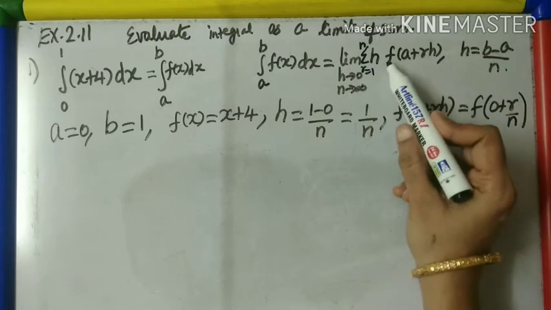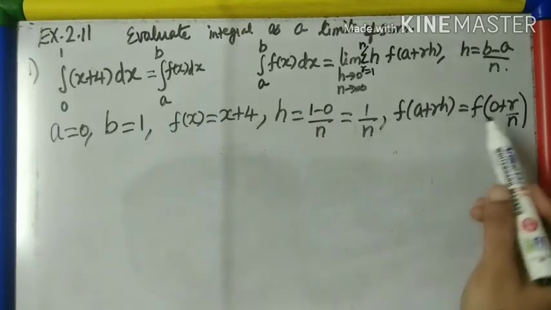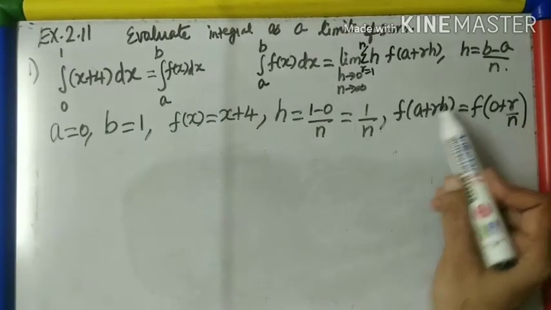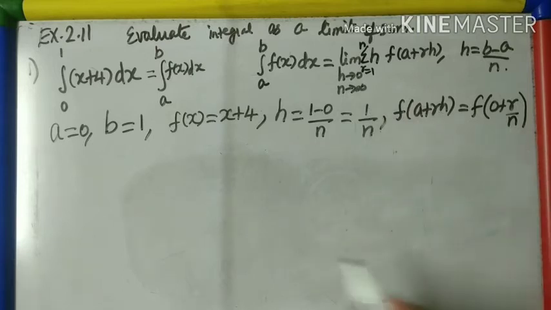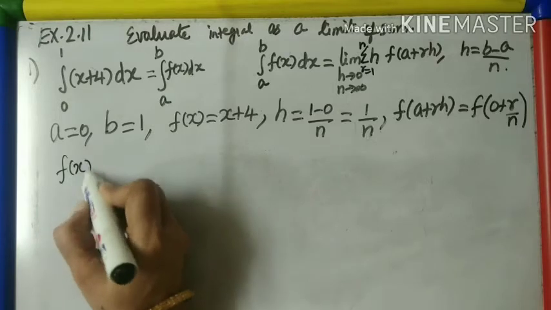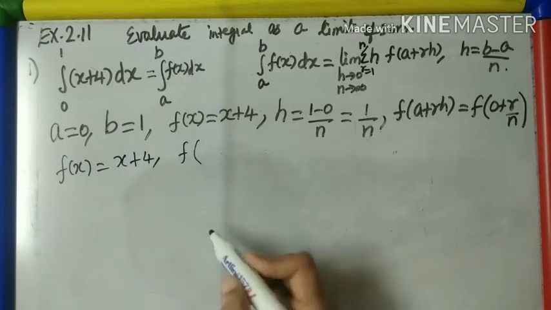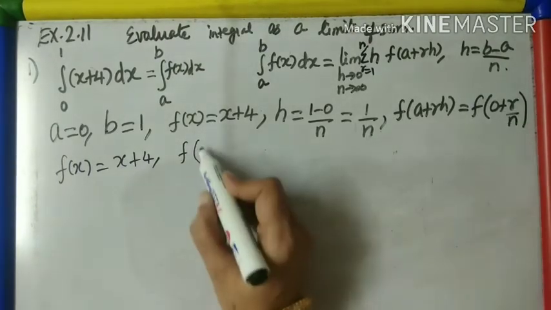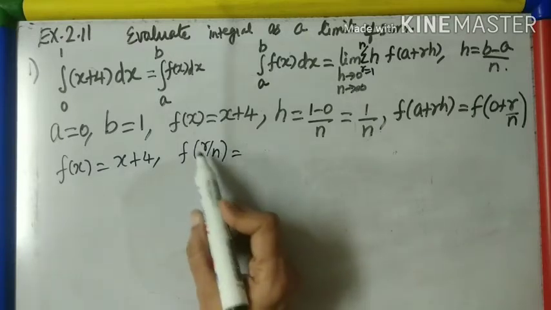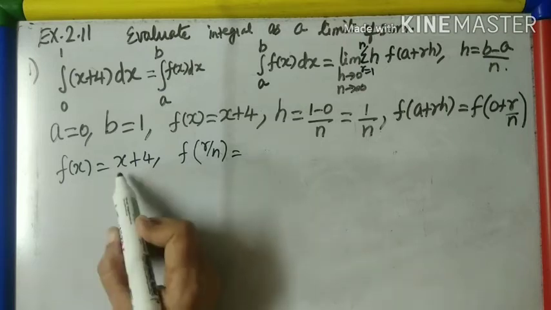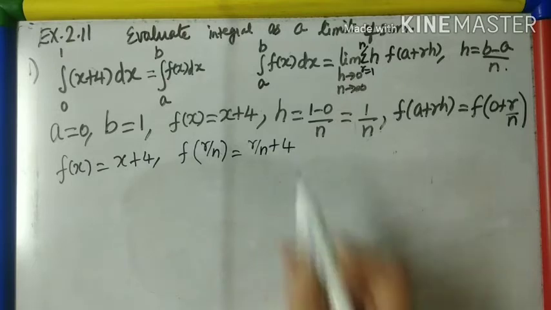I also need f of a plus rh. What is a? 0 plus r as it is. h is 1 by n. So r into 1 by n means r by n. Now what is f of x actually? We have written x plus 4. So what is f of 0 plus r by n? r by n. What is the meaning of this? Wherever x comes, put r by n. So x plus 4 becomes r by n plus 4.